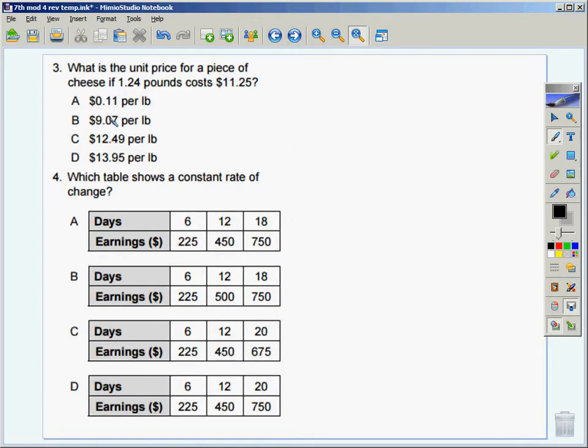Number 3, they want the dollars per pound, so I'd take 11.25 and divide it by 1.24. This would give me dollars per pound. 11.25 divided by 1.24 is 9.07, and that would be dollars per pound.